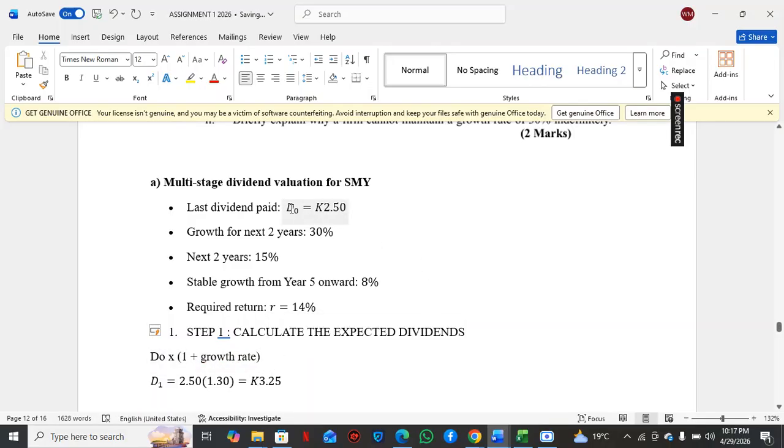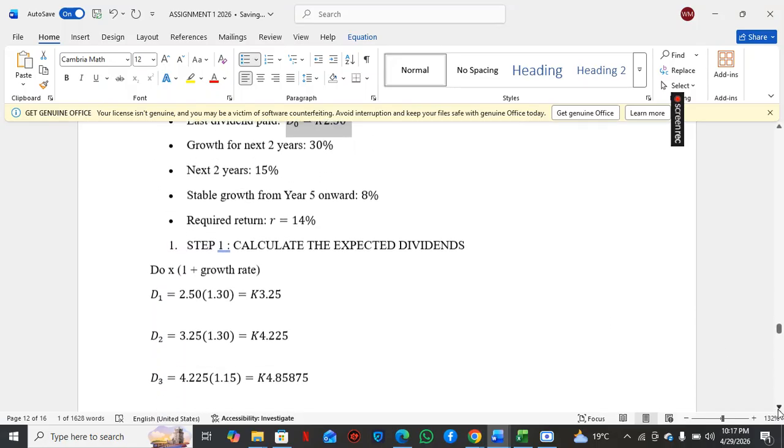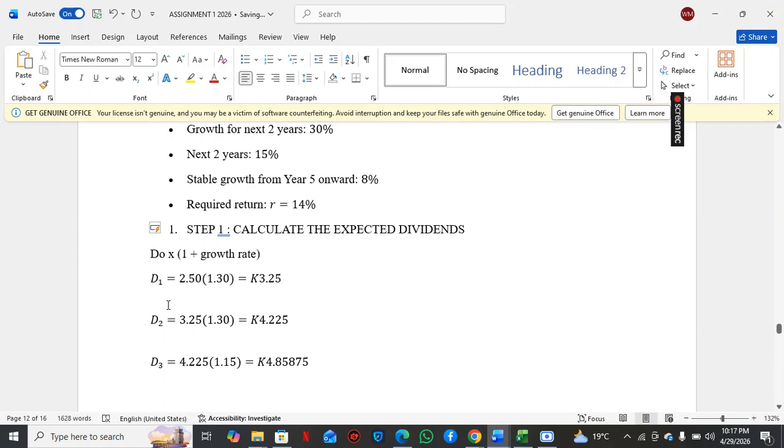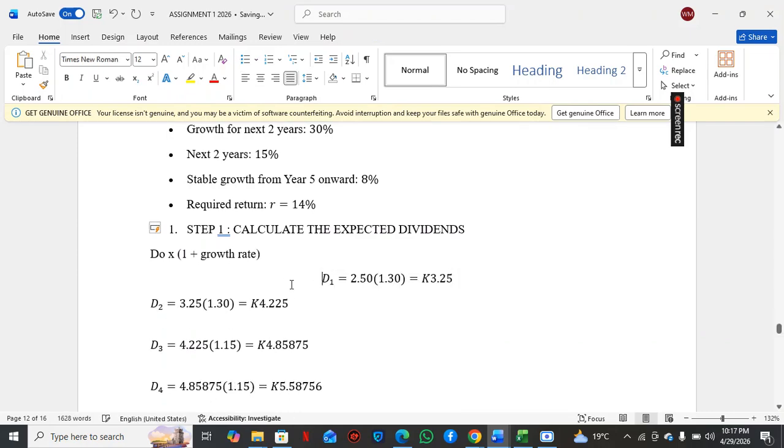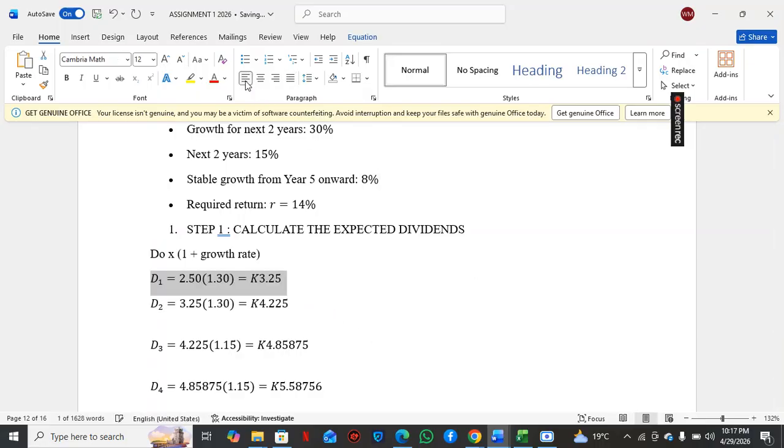The last dividend that was paid, which we also use as our D0 or our current dividend, is 2 kwacha 15 ngwe. That has been mentioned in the question. Since the lifeline of these dividends is 5 years, we're going to calculate the expected dividends for 5 years. So here you're going to say 2.5 multiplied by 1.3. How did this 1.3 come about?